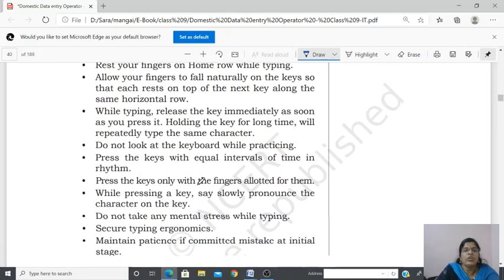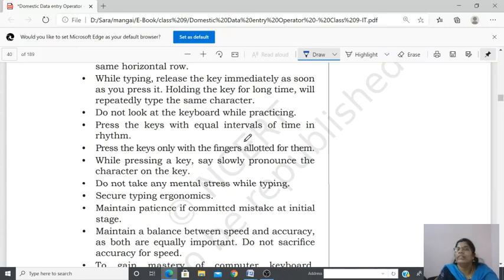Then do not look at the keyboard while practicing, that's very important. When you practice, keep it in mind: A, S, D, F, G, semicolon, L, K, J, H. Keep all of it in your mind, say it orally and then type it. Do not look at the keyboard. Look at the screen, at what you are typing. Okay, so that is the next tip for successful keyboarding.